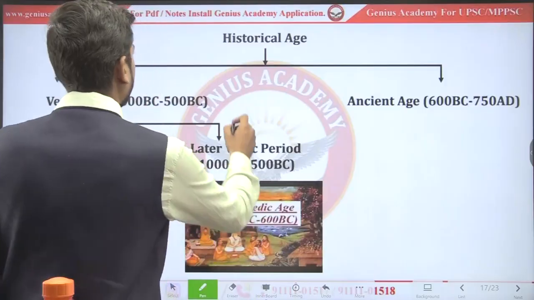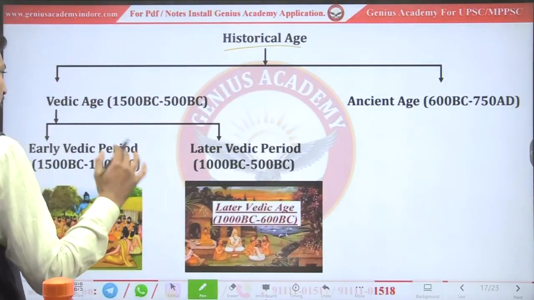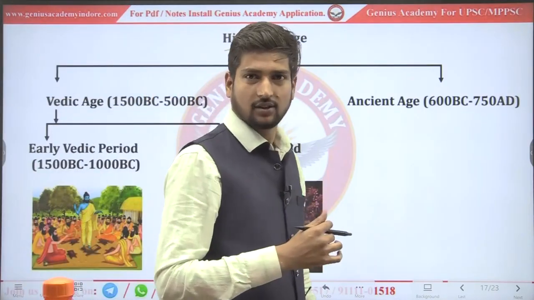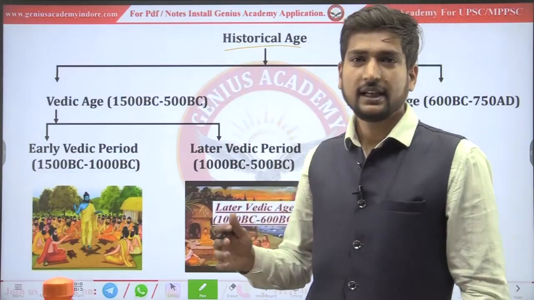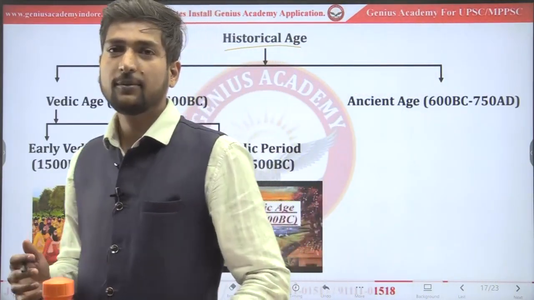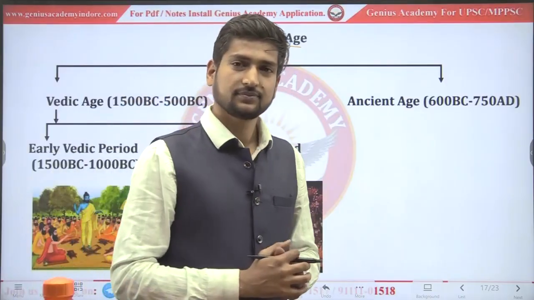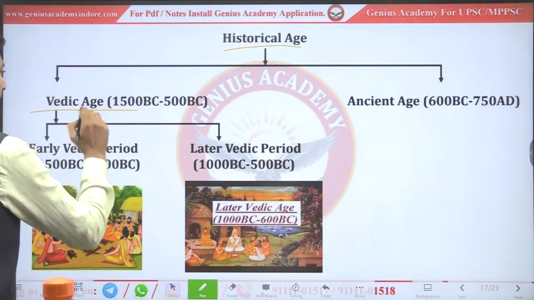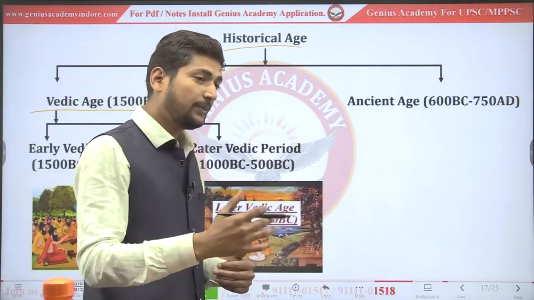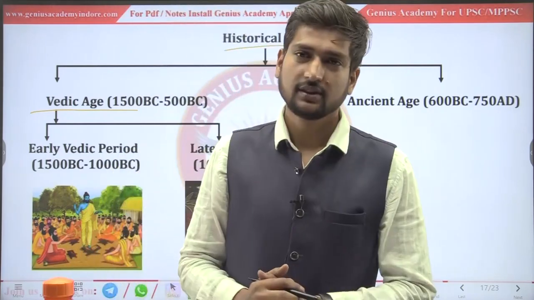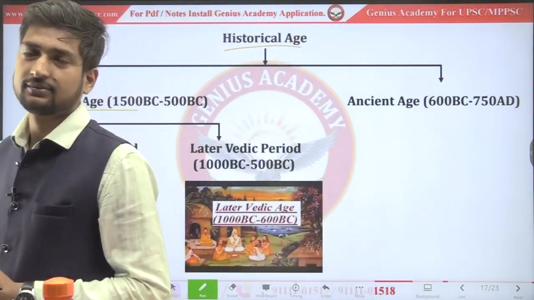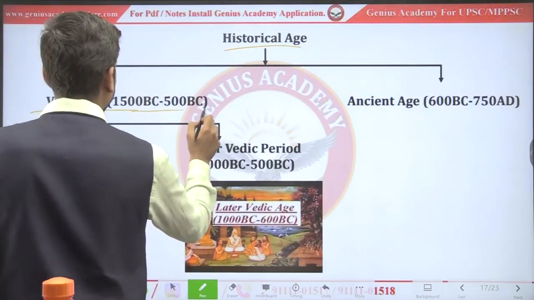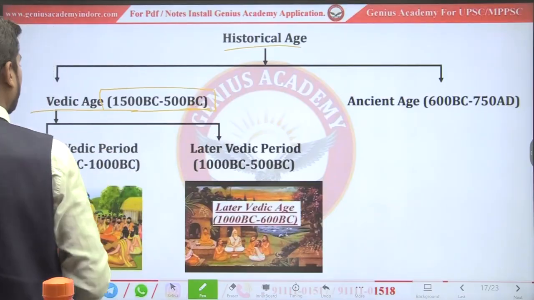Historical age, where we have written evidences, and with written evidences we also have archaeological evidences. The first written evidence we got, which could be deciphered, is the Vedas, ancient religious literature of India. That time period is from 1500 BC to 500 BC.